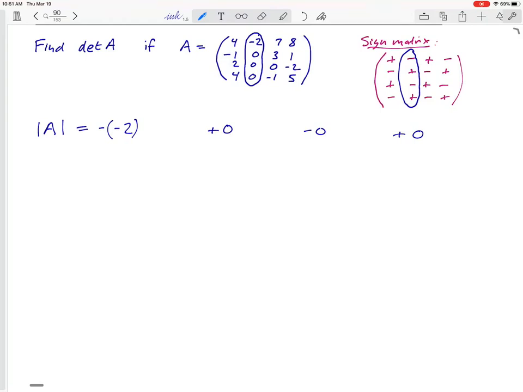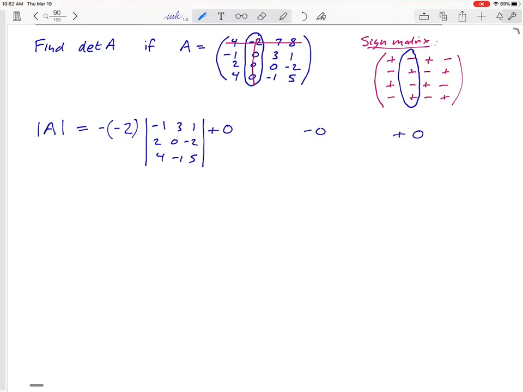Okay, and then we are ready to look at our tilde matrices. All right, so starting with the -2 that we have over here on the very left, we're going to go to our matrix, and cross out the row and the column, and then write down the matrix that's left over, which in this case is a 3 by 3. All right, so doing that, we are going to get -1, 3, 1, 2, 0, -2, and 4, -1, 5.